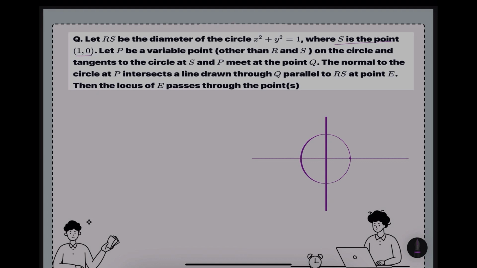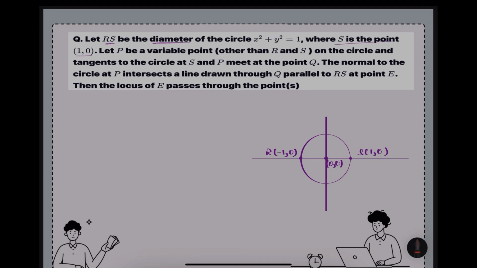So this could be S (1, 0). They were talking about RS. RS was the diameter. So if S is (1, 0), R would be (-1, 0). If you are not comfortable, go with the midpoint, because this center will be (0, 0). So this center will behave as the midpoint of R and S. Comfortable? Now let's proceed with the question.